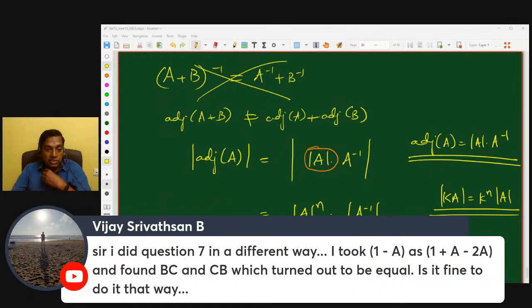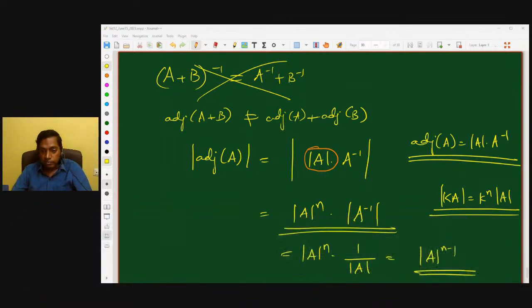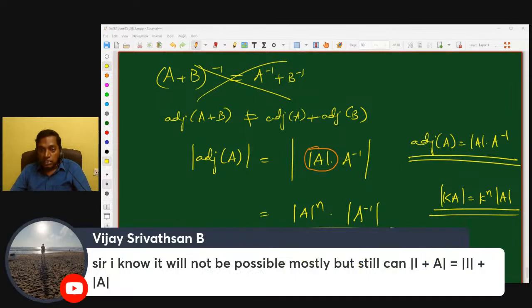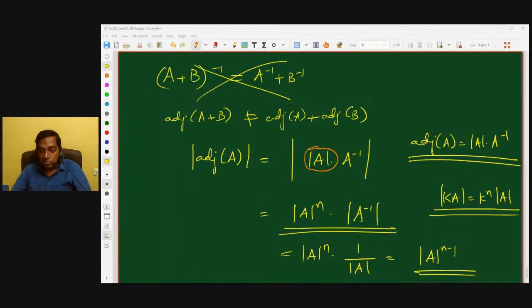Vijay Srivatsan, I did question 7 in a different way. I took I minus A as I plus A minus 2A and found BC and CB, which turned out to be equal. Perfectly fine. Yes, your thing seems perfectly correct. Any other doubts that I just missed? Clearly, this is wrong, Vijay Srivatsan. Yeah, I think that's about all the doubts.